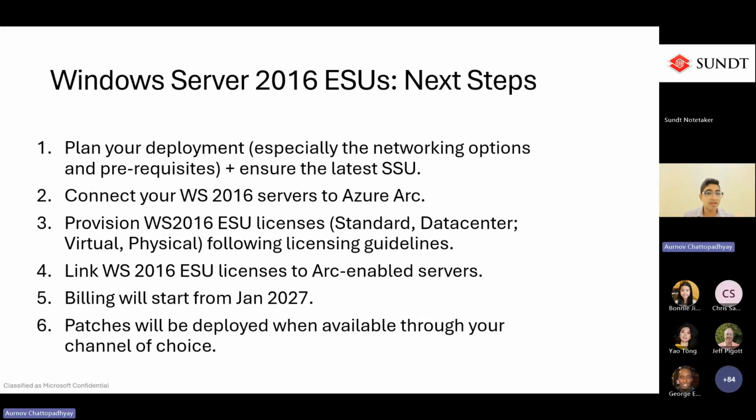One, plan your deployment, especially the networking options and prerequisites, and ensure you have the latest SSU downloaded on your Windows Server instances. Two, connect your Windows Server to Azure Arc, start early. We know it can be a multi-month process, so you're going to need to have that time as well. Three, you're going to need to provision your Windows Server 2016 ESU licenses, etc., following license guidelines across standard, data center, virtual, physical cores. And then once you've done that, you're able to link those ESU licenses to your Arc servers in order to enroll.